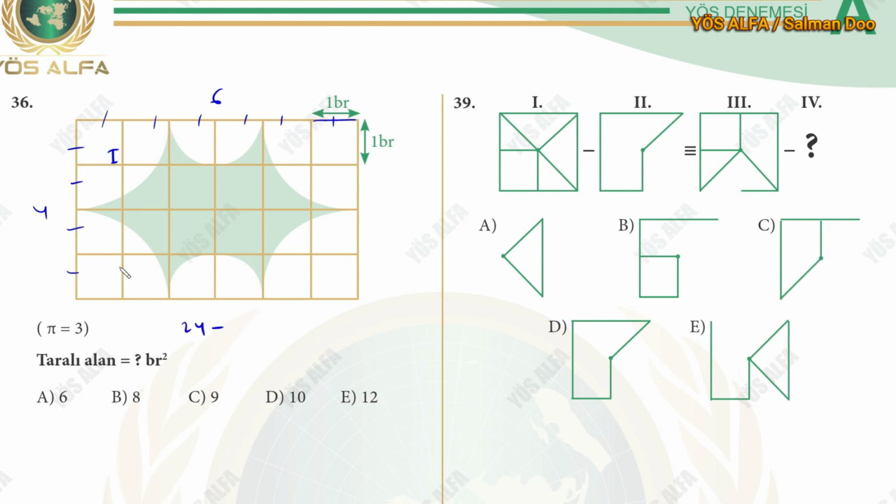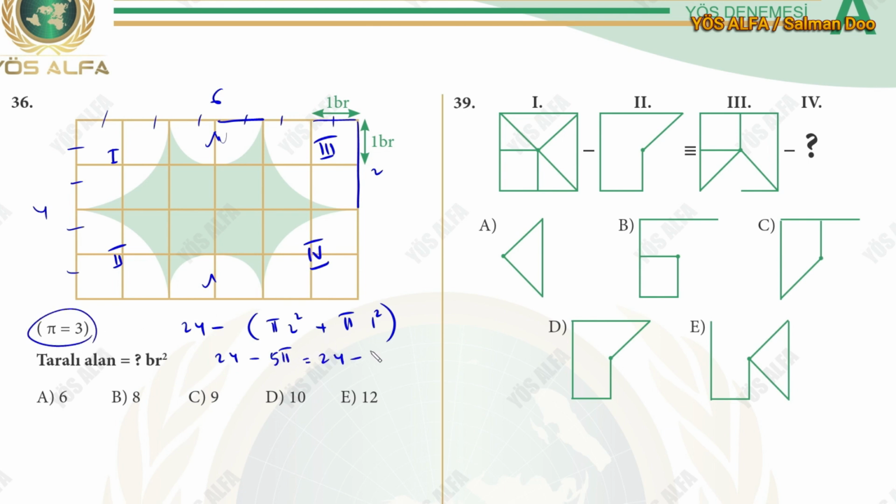And when we combine these four regions, we have a full circle, and the radius of that circle is this 2. So pi radius square, plus we have another small circle when we combine these two regions. So it's pi, the radius is 1 square. So it's 24 minus 4 pi plus pi, which is 5 pi. And since pi is given to be 3, 24 minus 5 times 3 is 15. So the answer is 9, which is our shaded area. The answer is C.